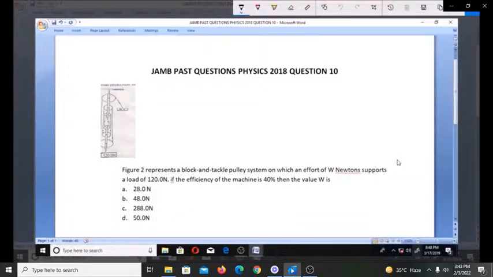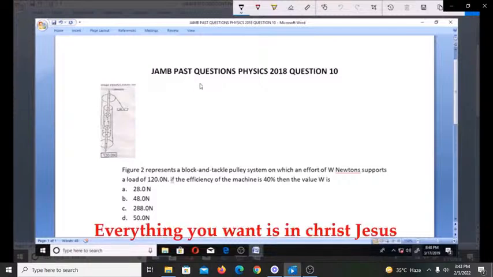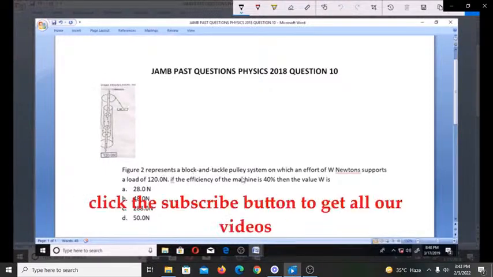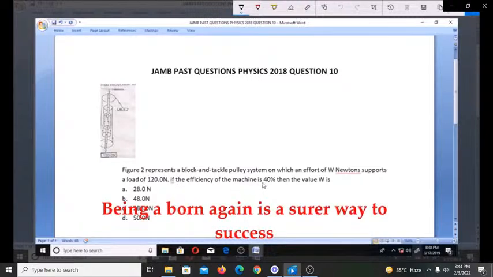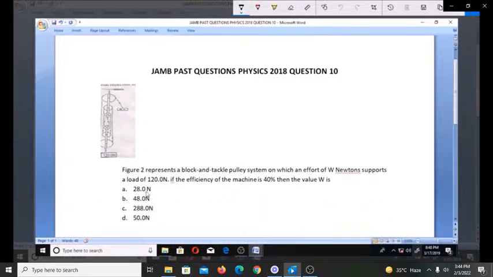Hello, welcome. Let's look at question number 10 for JAMB Past Questions Physics 2018. Figure 2, this very figure here, represents a block and tackle pulley system on which an effort of W newtons supports a load of 120 newtons. If the efficiency of the machine is 40%, then the value of W is A, 28 newtons, B, 48 newtons, C, 288 newtons, D, 50 newtons.